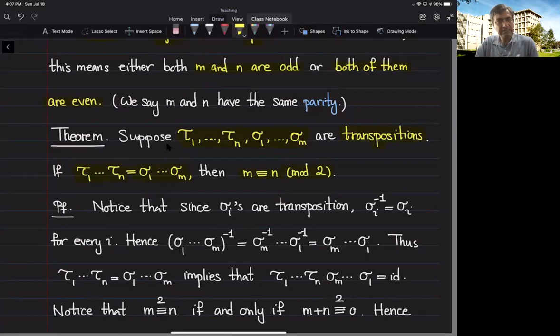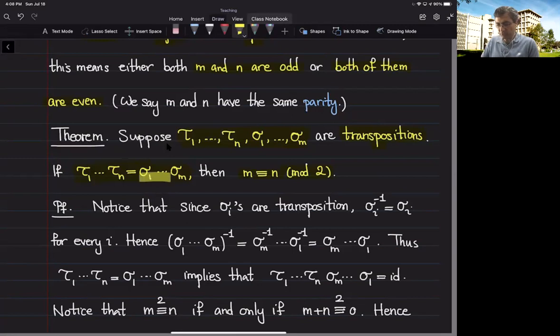We want to say it's enough to investigate the identity map. It's enough to show that if I manage to write down the identity as a product of k transpositions, then k should be even. So if we show this statement for the identity permutation, then we can deduce the theorem. That's going to be our first step. Okay, so let's see how we do it.